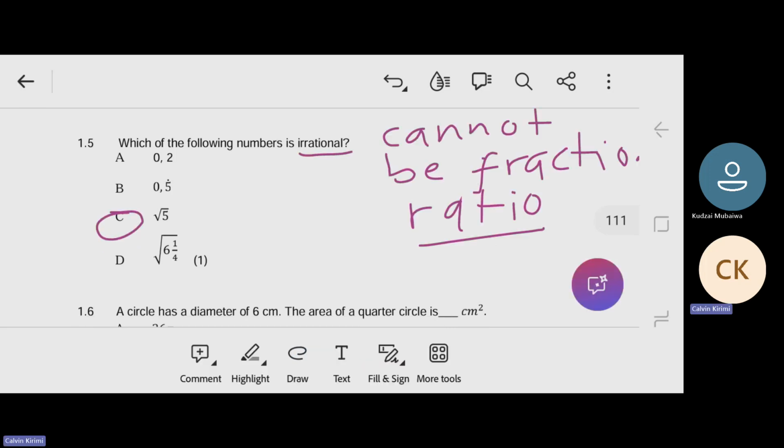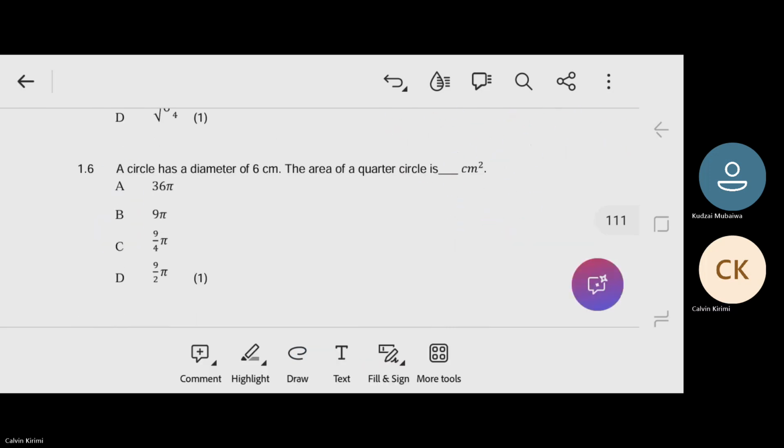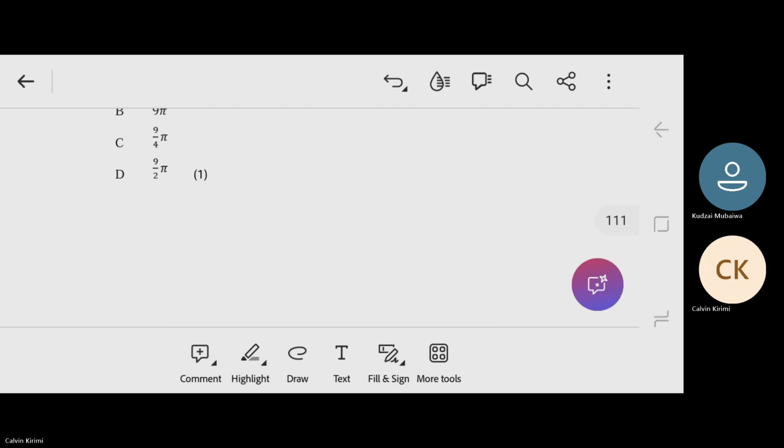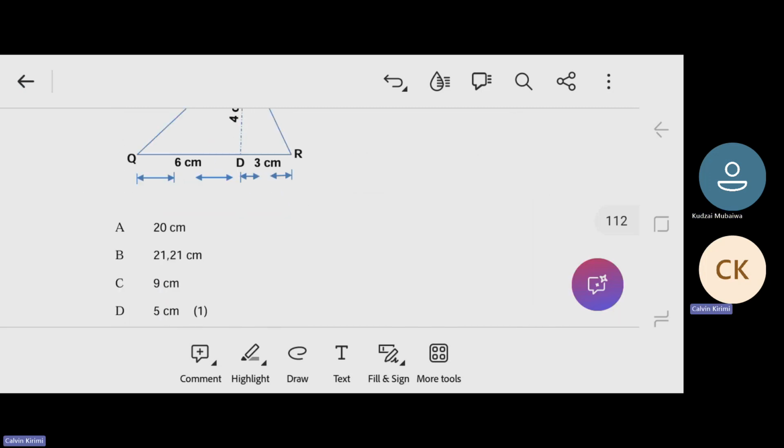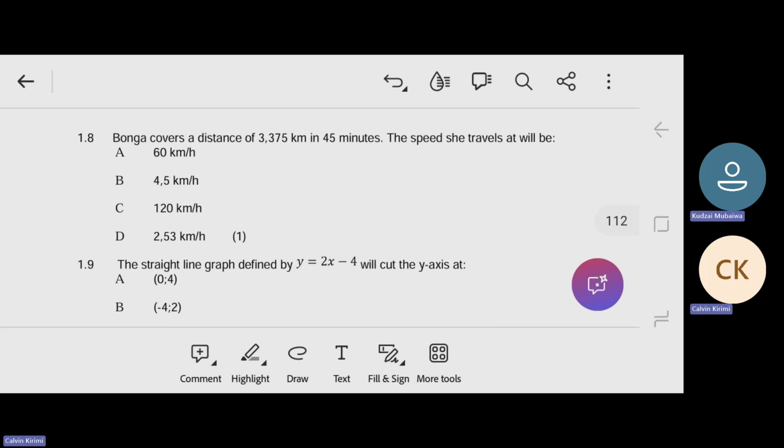Let's go to the next number. That one's area. Okay. Number 8. That one, tell me.